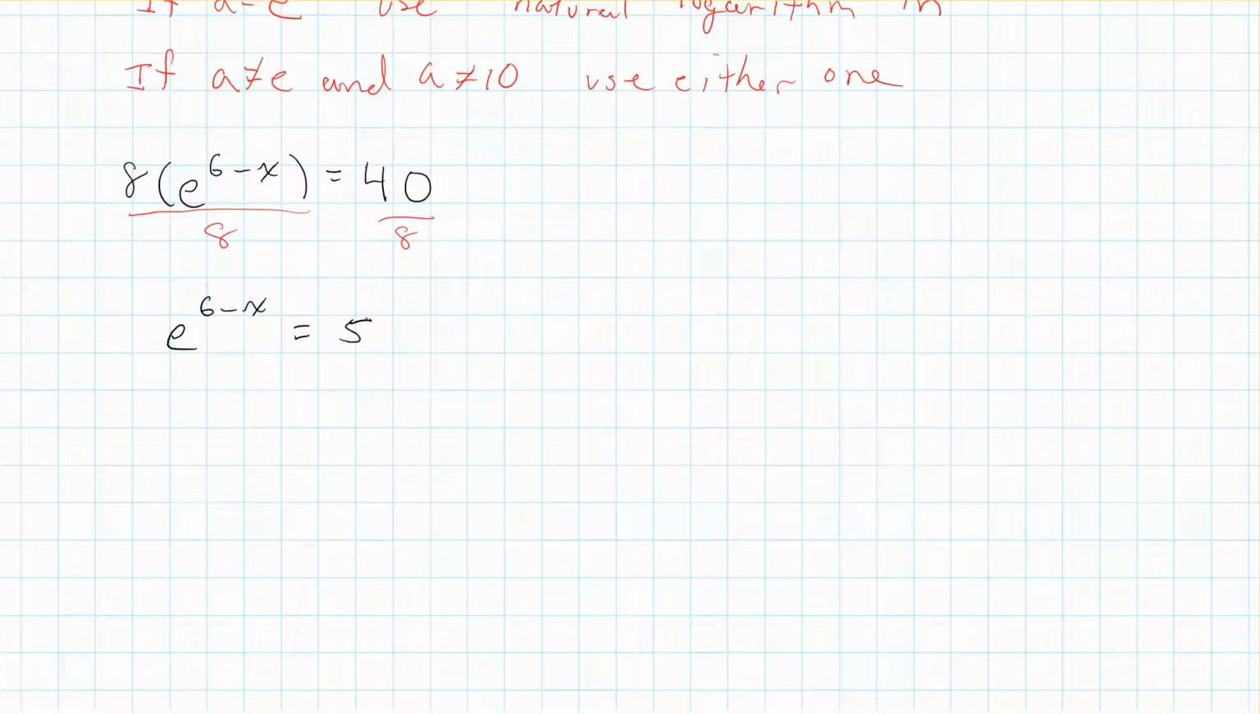And so what do I do next here? Well, next I'm going to have to do a logarithm of both sides. And if I do a logarithm of both sides, which one should I do? Well, I have a base of e, so I should do a natural logarithm. So I'm going to do the natural log of e to the 6 minus x equals the natural log of 5.